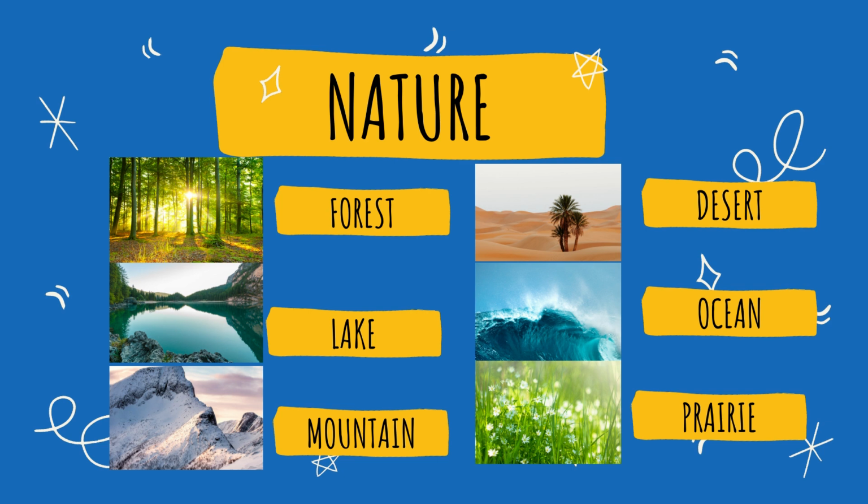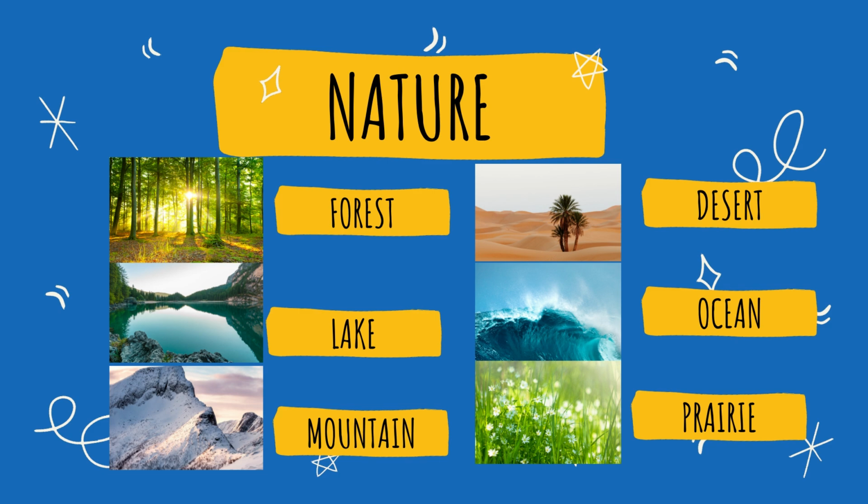So now let's talk about nature. There are many different areas of nature. Here are some examples. Forests. A forest has lots of trees and shrubs and plants in it. A lake. A lake is a body of usually fresh water that is surrounded by land. A mountain. A mountain is a highly elevated or very tall part of the Earth's crust.